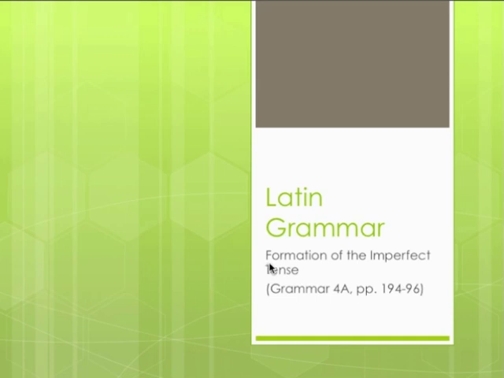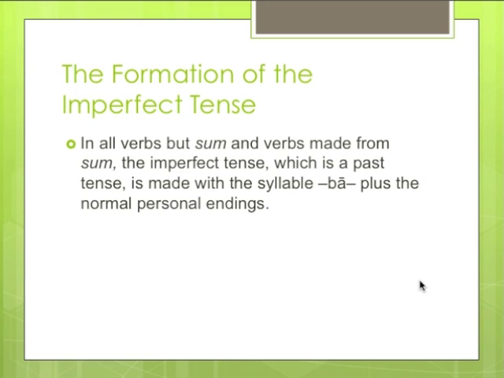In this video, we are going to talk about the formation of the imperfect tense in Latin. This is covered in the Grammar for 4a on pages 194 through 196. In all verbs but sum and verbs made from sum, the imperfect tense, which is a past tense, is made with the syllable ba plus the normal personal endings. Here are some examples.